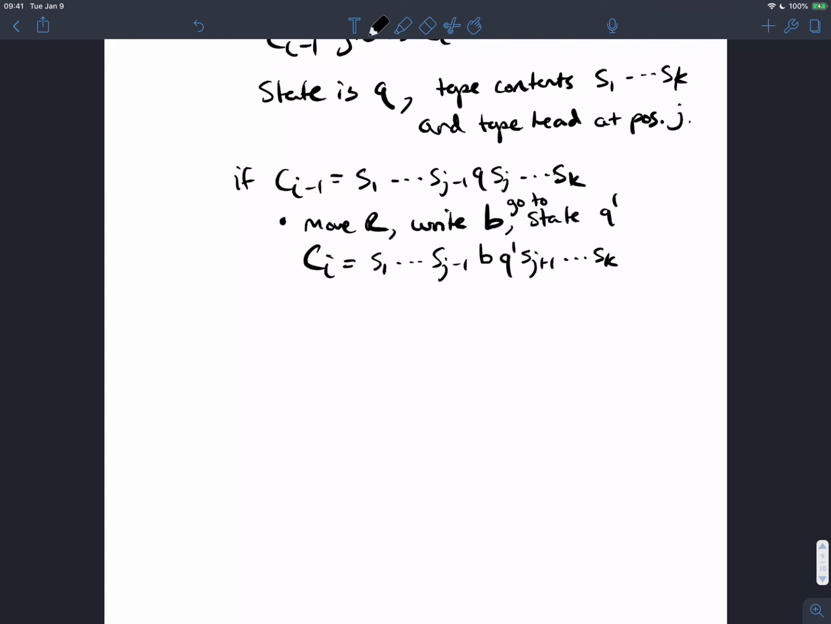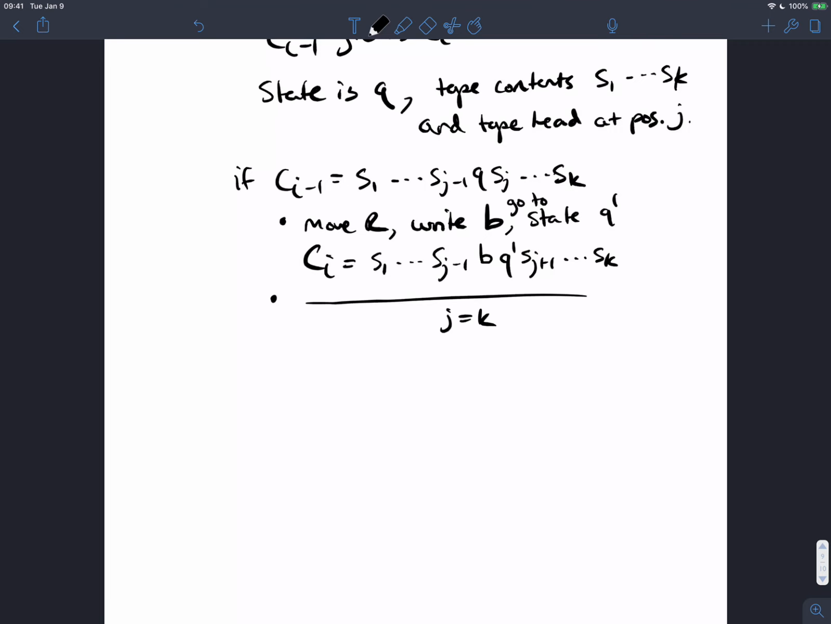A special case of this one: what if we were at the same thing, but J equals K here? Which means we were looking at the last character in the tape contents, and we moved right. So now what happens?